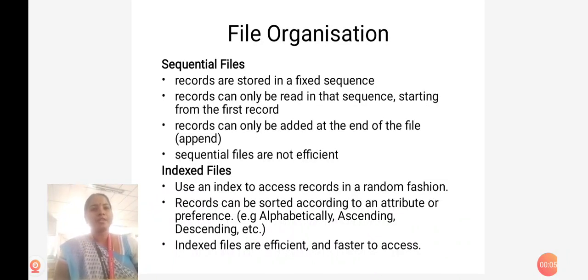Now we are going to see about file organization versus database file organization. File organization can be divided into several types. Now we are going to see about sequential files. Records are stored in a fixed sequence in the sequential file, and the records can only be read in that sequence starting from the first record. Records can only be added at the end of the file. Added here means appending, that is, combining two records together at the end. Sequential files are not efficient files.